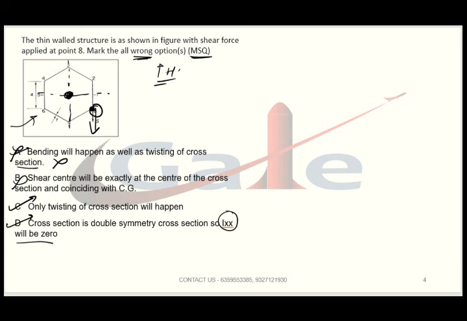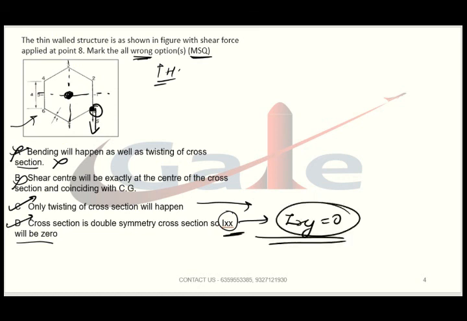Can you tell me why these both options are wrong? Because in this case IXY will be 0. In a doubly symmetric cross section for a thin wall, IXY, the relative moment of inertia, becomes automatically 0.